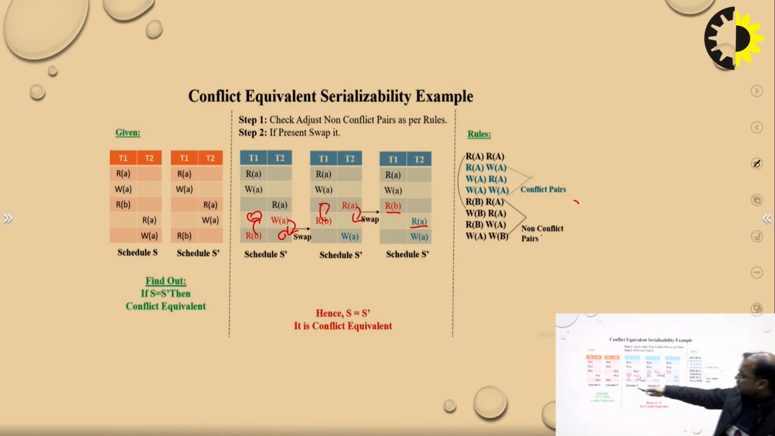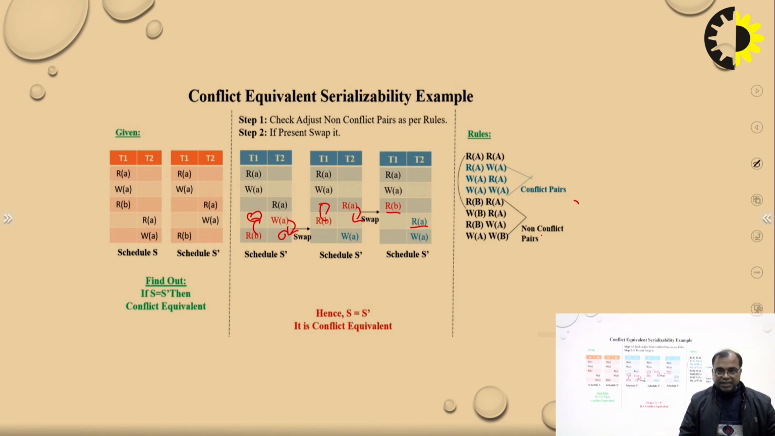Now S dash is converted, and we see the conflict equivalence of these schedules. Both are the same now, so S equals S dash, and they are conflict equivalent. This is how we find conflict equivalent schedules. This is an example of conflict equivalent serializability.